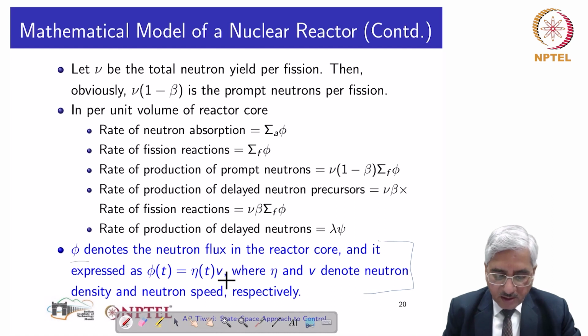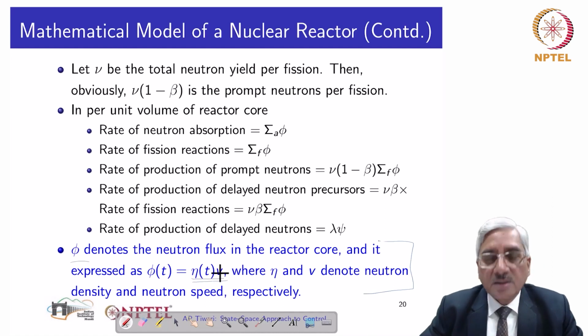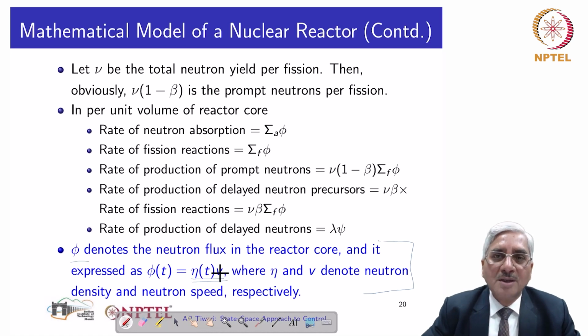The phi is a product of neutron density and velocity. Neutron density is the number of neutrons per unit volume, per centimeter cube, and v is the velocity of the neutrons. We assume uniform velocity.